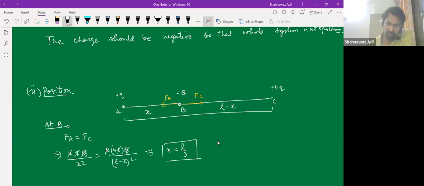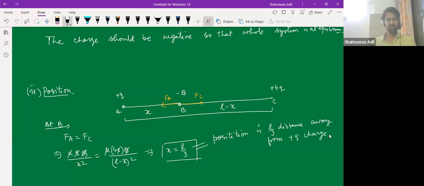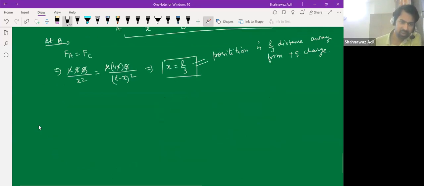So the position is L by 3 distance away from plus q charge. Right? Is that clear? Now the third part is that we have to calculate the magnitude. So what is the value of q?